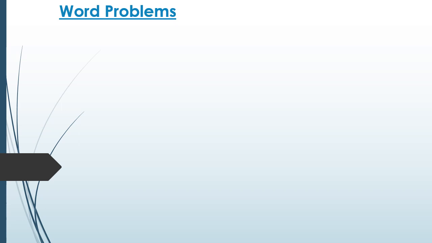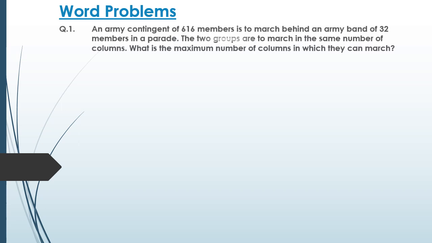The first question here is: an army contingent of 616 members is to march behind an army band of 32 members in a parade. The two groups are to march in the same number of columns. What is the maximum number of columns in which they can march? Now we have been given an army contingent. Army contingent means a troop, a group of soldiers, we can say. That group of soldiers is of 616 members, and these people are supposed to march behind an army band, and the army band is of 32 members.